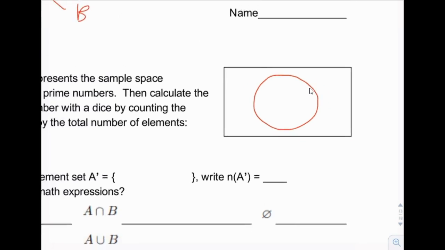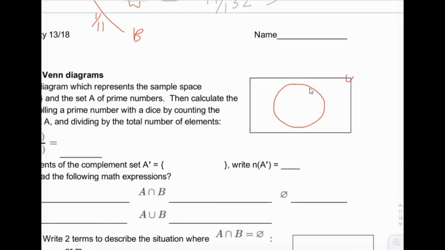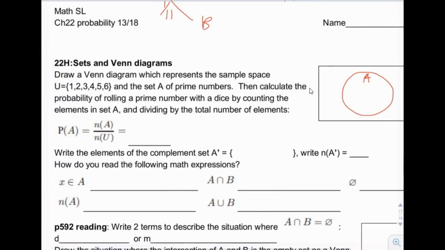Usually they have a rectangle which represents the universal set, represented by U, and then a circle, two circles, or three circles representing sets. In this case, set A is the set of prime numbers, and the universal set is the numbers from 1 through 6. So between 1 through 6, which ones are prime numbers? Remember, prime numbers are numbers that don't have factors other than itself and 1. 1, 2, 3, 4 is not, 5. So inside the circle A, we're going to have 1, 2, 3, and 5.